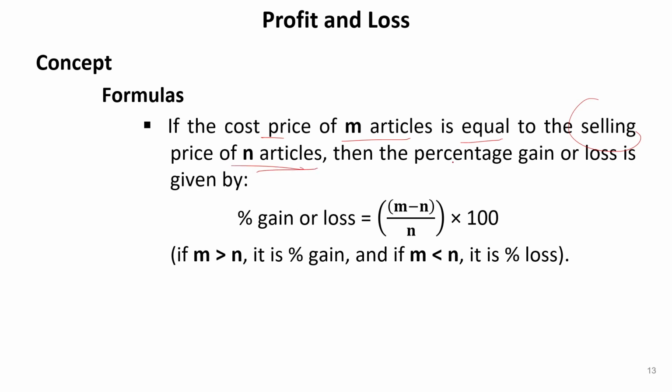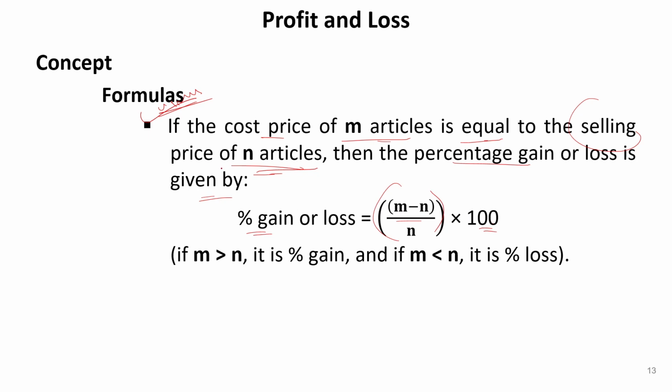Okay. So if the cost price of M articles is equal to the selling price of N articles, then the percentage gain or loss is given by percentage gain or loss is equal to (M minus N) by N into 100. Okay, this is a very important formula. So please remember this. If the cost price of M articles is equal to the selling price of N articles, then the gain or loss percentage is equal to (M minus N) by N into 100.